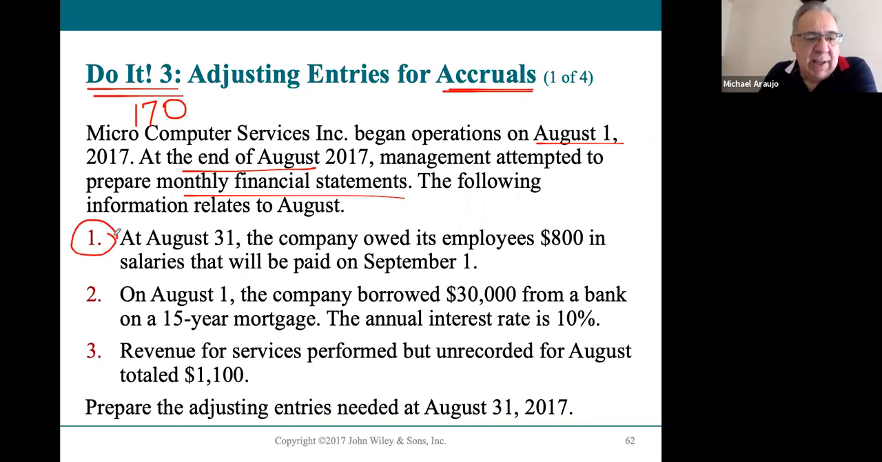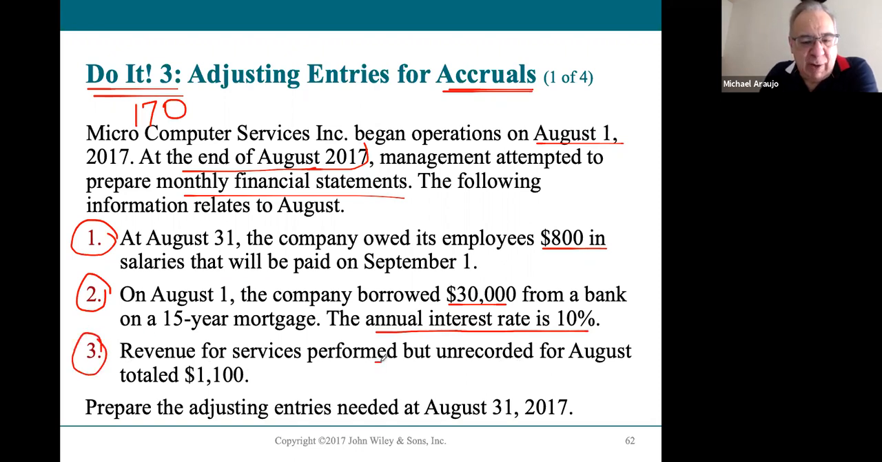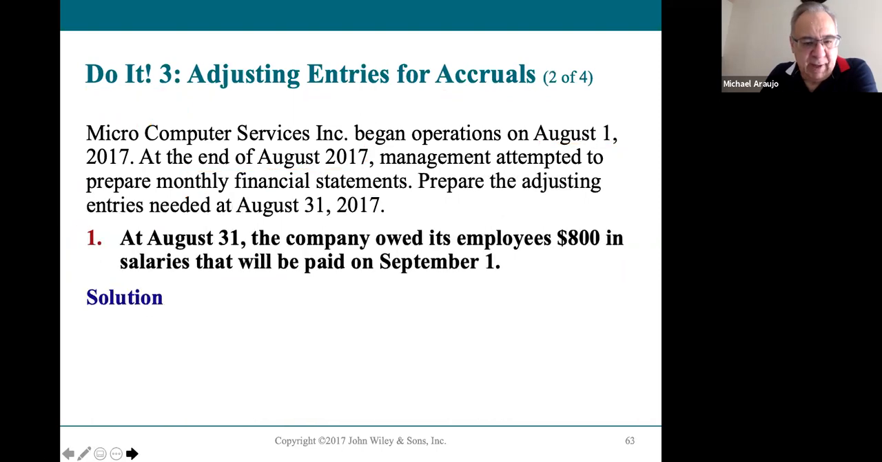Number 1 is at the end of October, there was $800 owed to salaries for employees. Number 2, the company had a loan from a bank, a mortgage, with an annual rate of 10%. We're only worried about August in this case. Right. And the third thing that happened is they actually performed $1,100 of services, but they didn't record it in August, and they need to. So the 3 adjusting entries here is what we have to do.